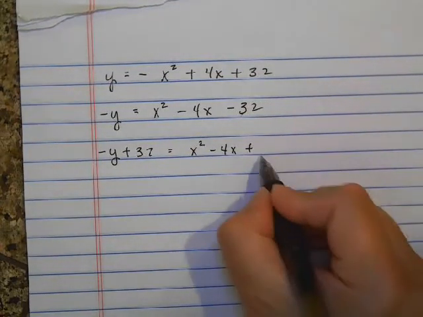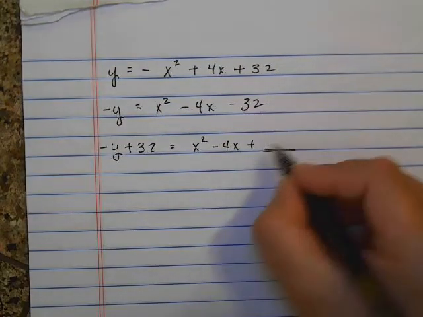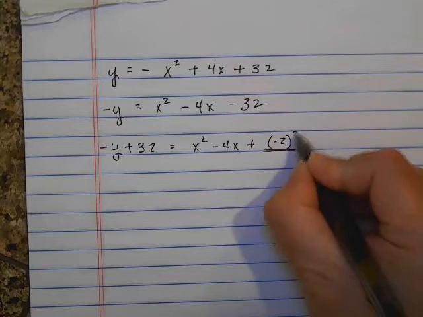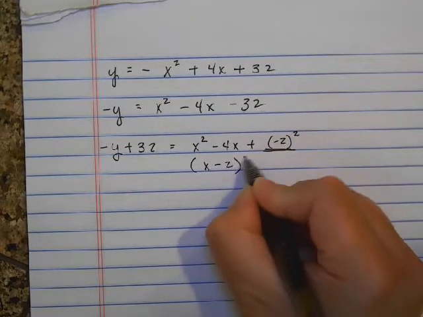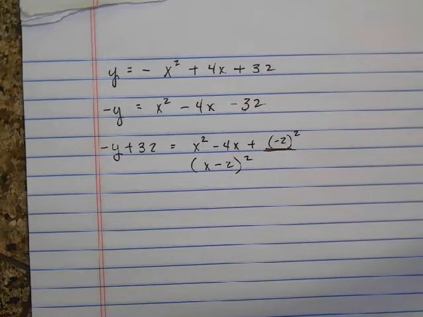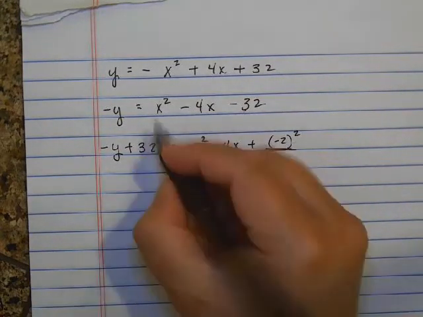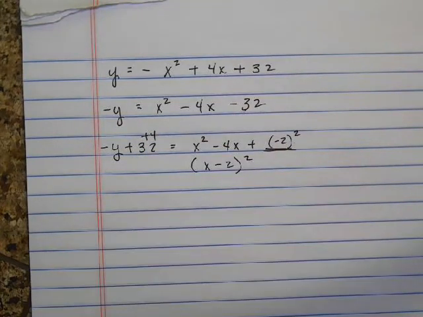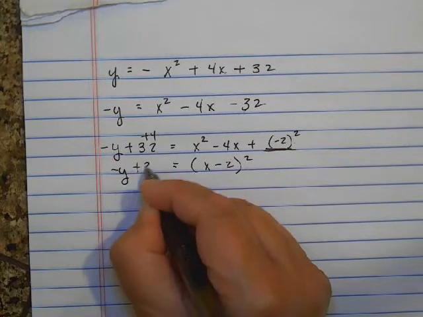And I know that I'm going to add something right here. The thing that I'm going to add is negative 2 squared, because that's what half of negative 4 is. So that's going to factor like this. What is negative 2 squared? That's 4, so I'm really adding 4 to both sides. So on the left side, I have negative y plus 36.